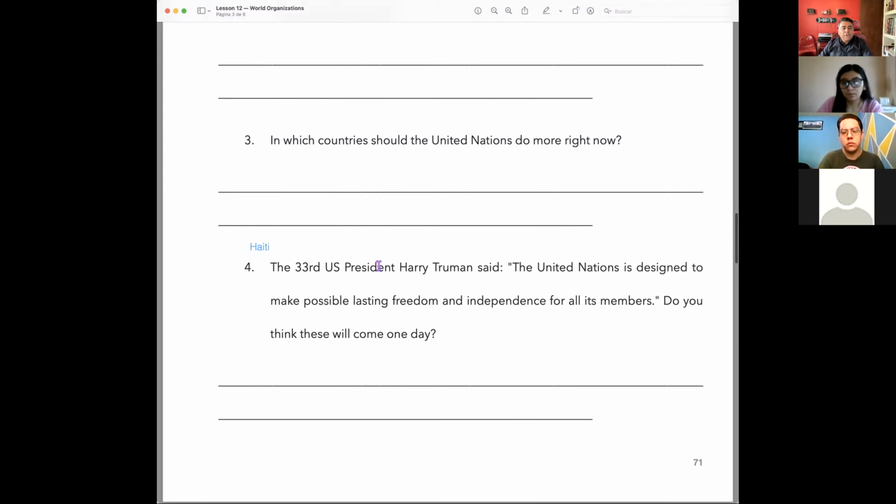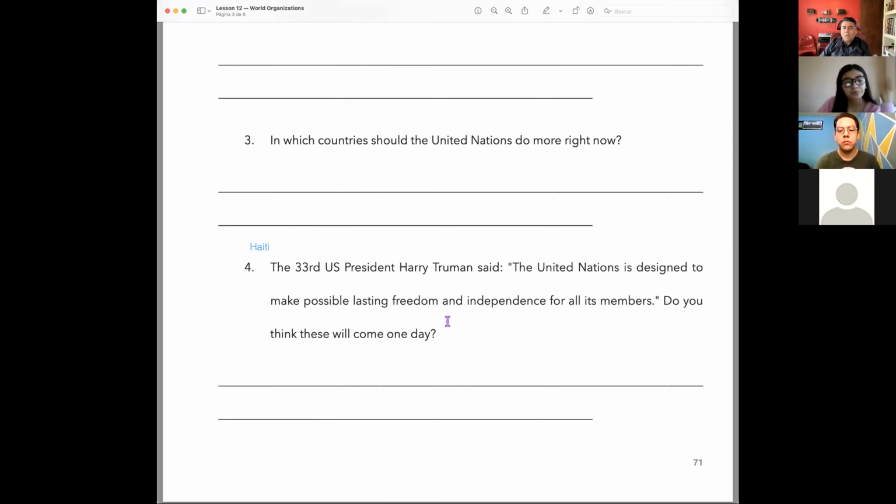It says, the 33rd US President Harry Truman said, the United Nations is designed to make possible lasting freedom and independence for all its members. Do you think this will come one day?